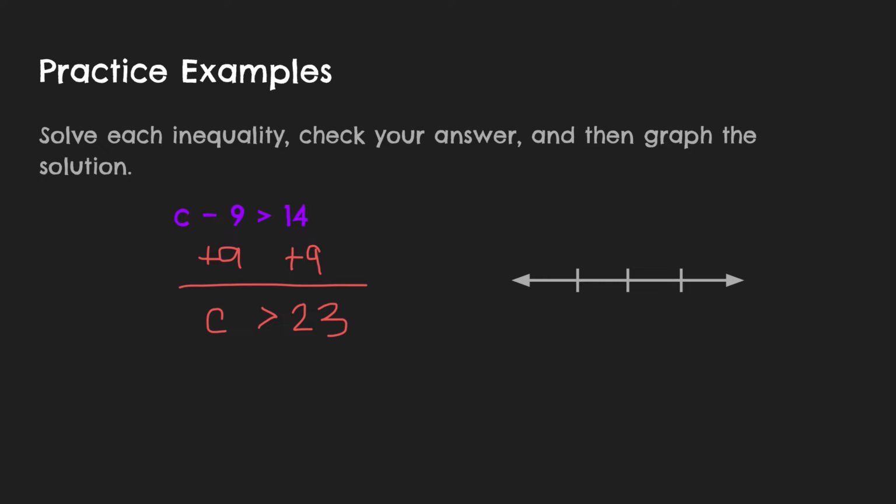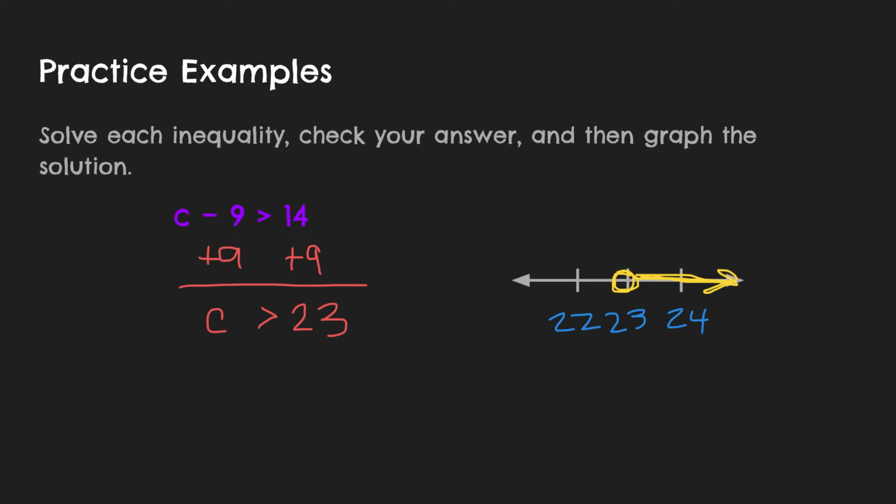So we're going to say C is greater than 23, so that means it cannot be 23. So if I was labeling it, I would put 23 in the middle, then 24, 22 over here. And so it cannot be 23, so I'm going to put an open circle. And then it's going to be C is greater than 23. So I'm going to go this way.